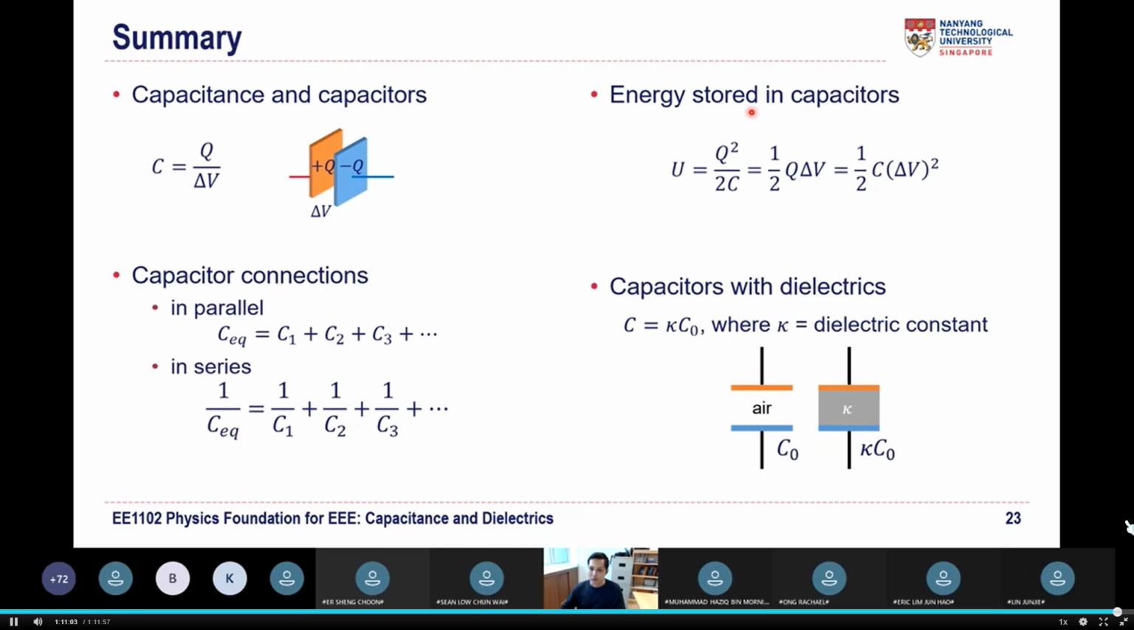The energy stored in the capacitor is given by this equation. And if you add a dielectric medium between the two conducting plates in the capacitor, you can increase the capacitance by the amount that corresponds to the dielectric constant kappa. Right, so that ends the summary lecture today.